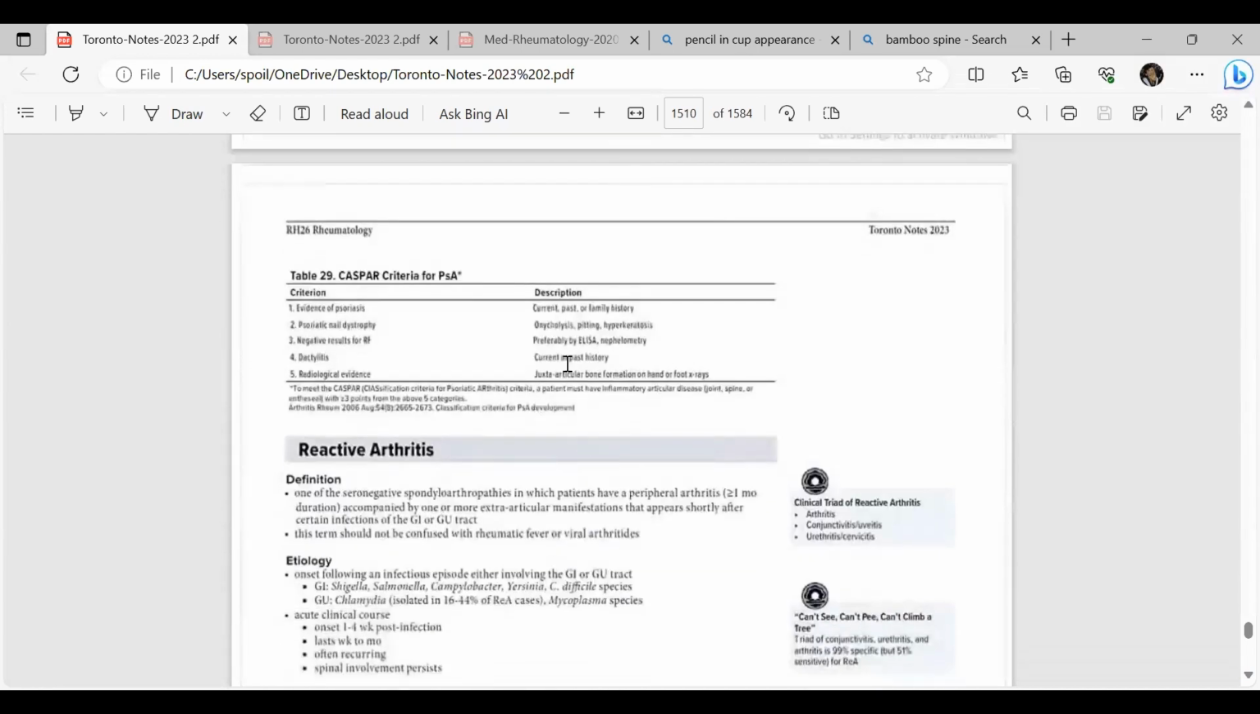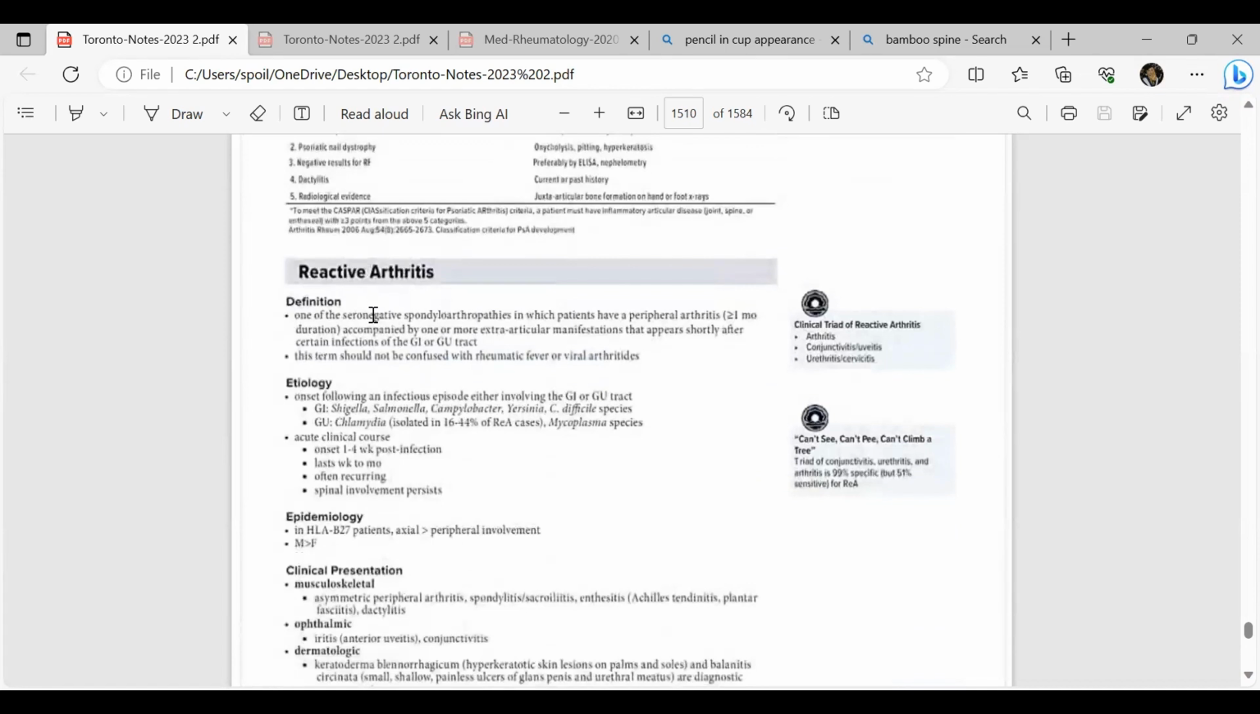Description, current, past, of the file. The criteria is evidence of psoriasis, psoriatic nail changes, negative results for rheumatoid factor, dactylitis, and radiological evidence. If anyone is having this, then it shows psoriatic arthritis.